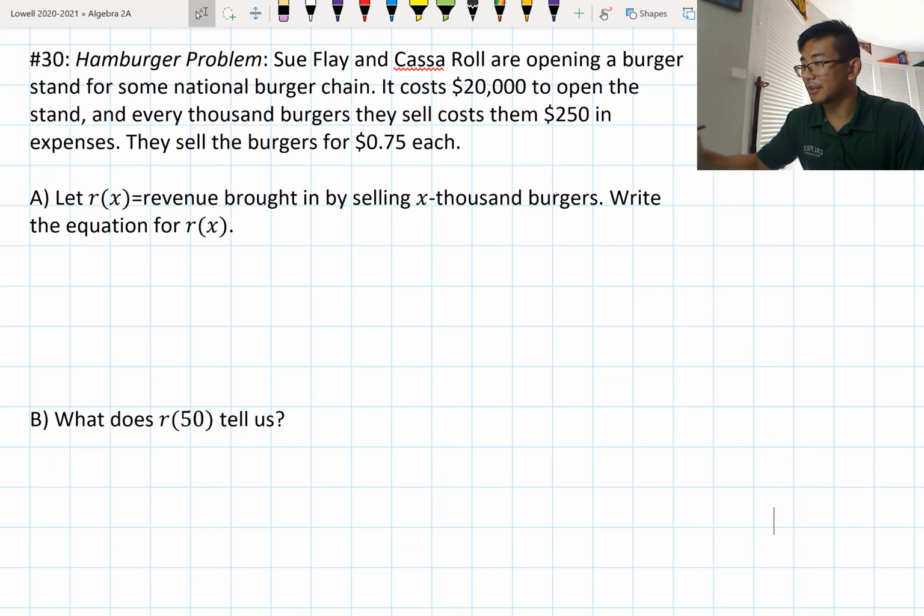Alrighty, so again, with any word problem, let's sort out the important information. This is not actually important, but I do just like the names that these old textbooks have. I wish I was as punny as they are.